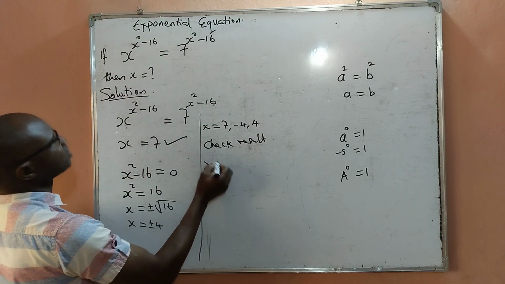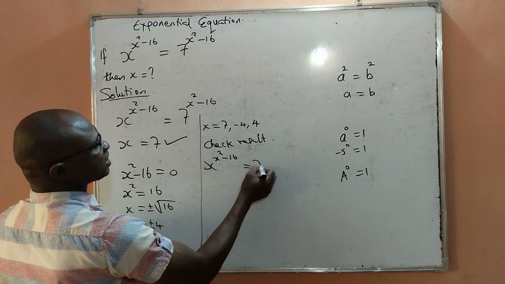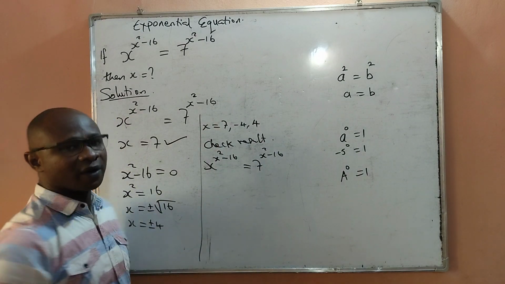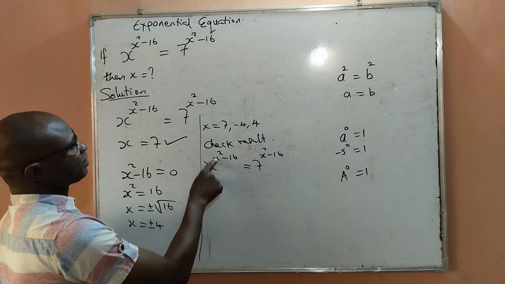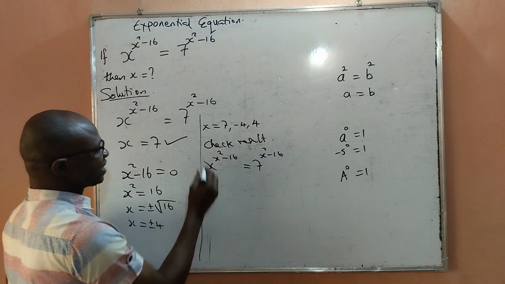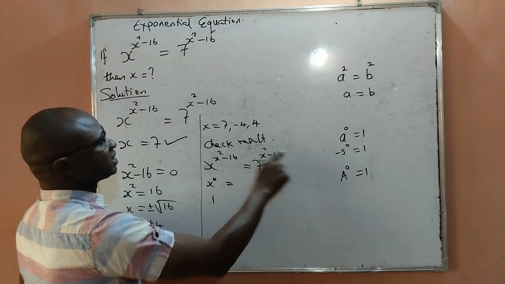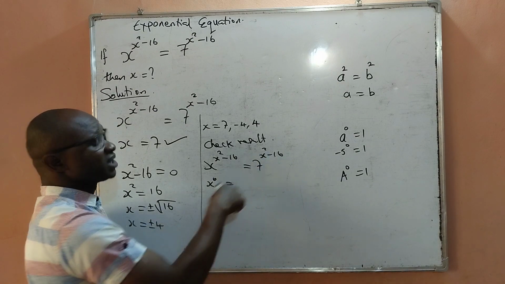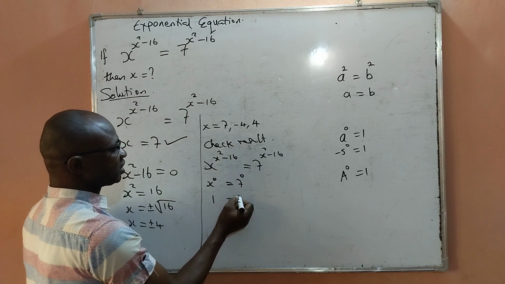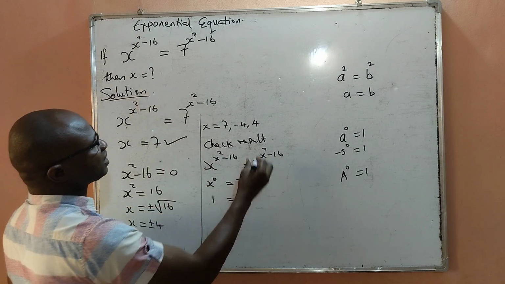From here, x raised to the power x squared minus 16, is it equal to 7 raised to the power x squared minus 16? Okay, let us take the positive 4, alright? That means 4 here raised to the power 2 will give me 16. And 16 minus 16 is going to give me 0. Therefore, x raised to the power 0, okay, is equal to 1. Here also, the same thing. 4 raised to the power 2 is 16. 16 minus 16 is 0. Therefore, 7 raised to the power 0 is still equal to 1. Therefore, that authenticates what we have found, that one of the values of x here is 4.